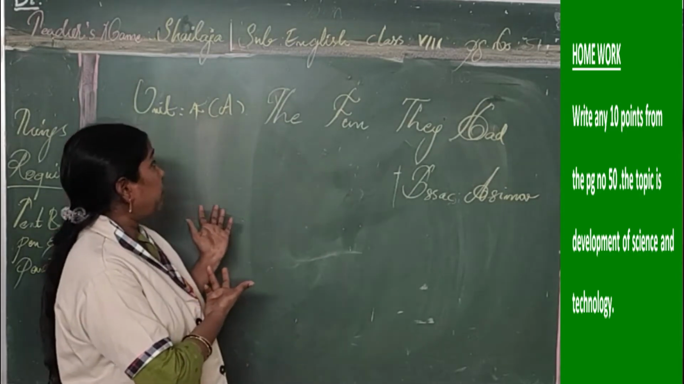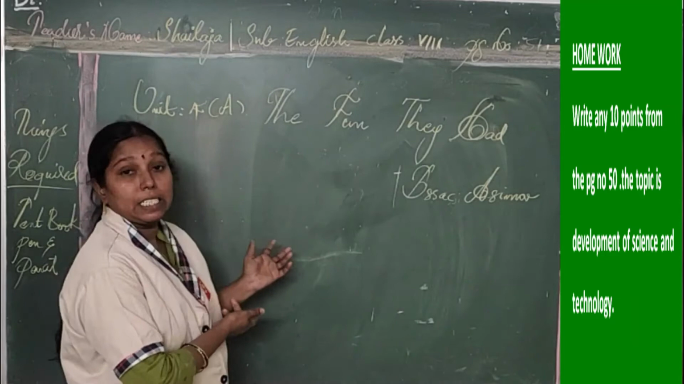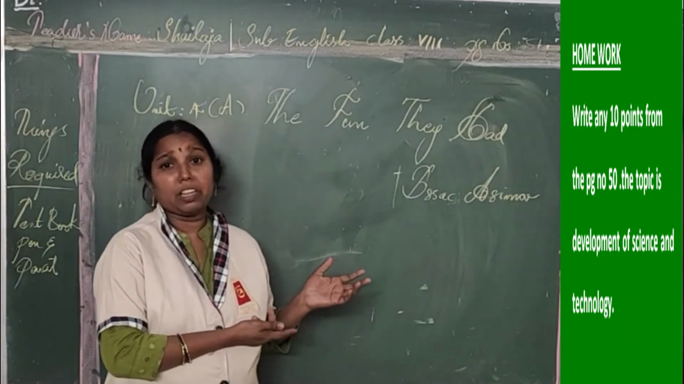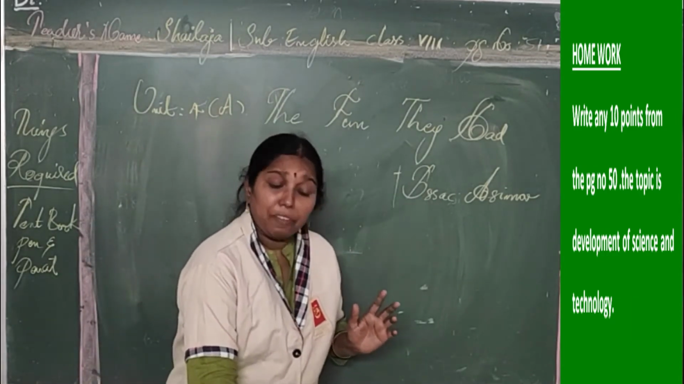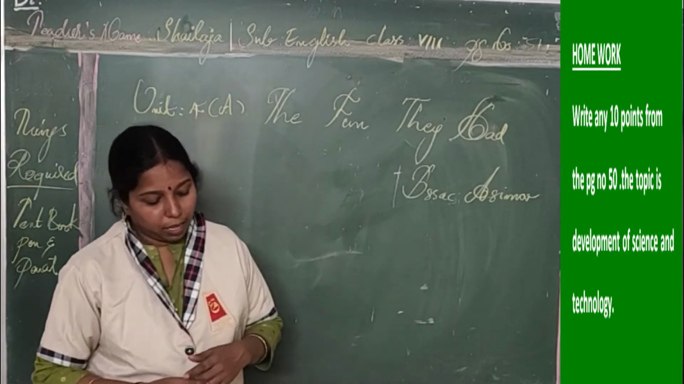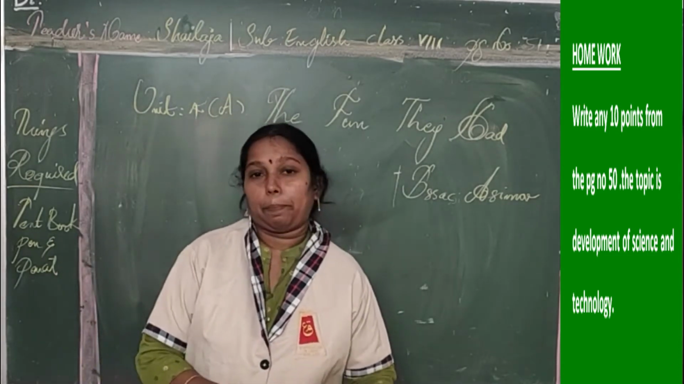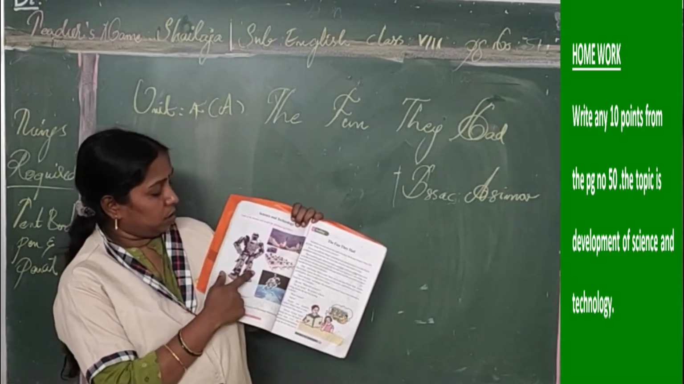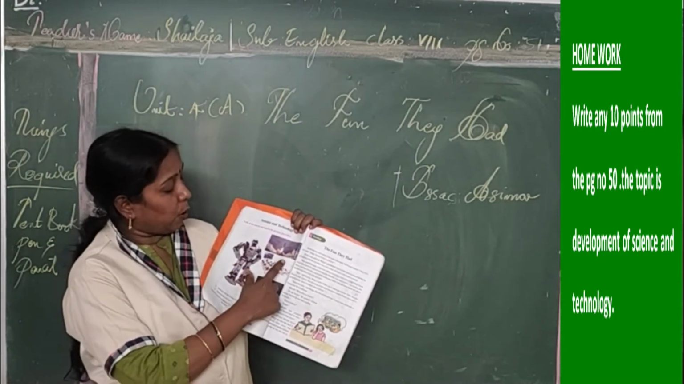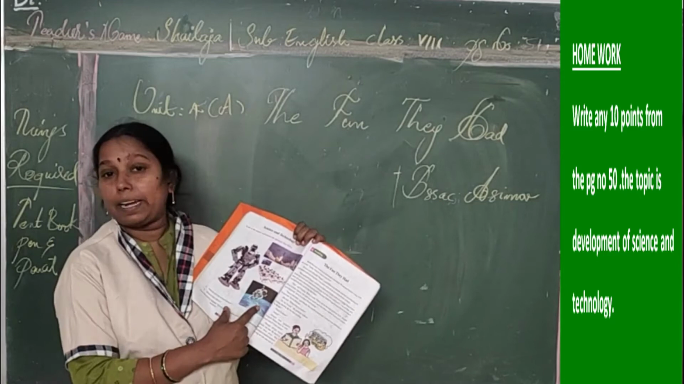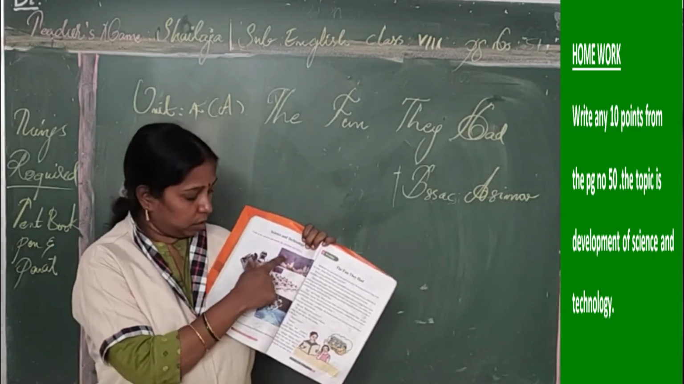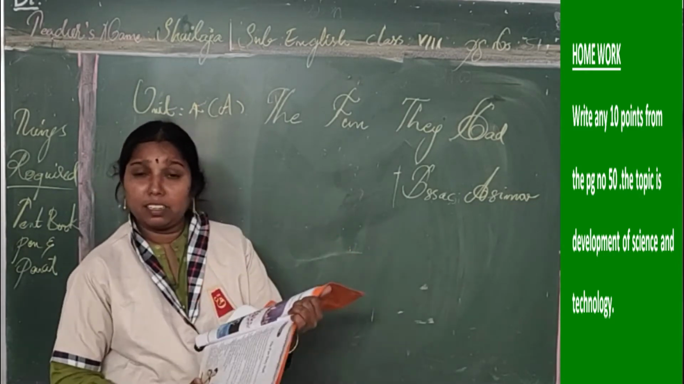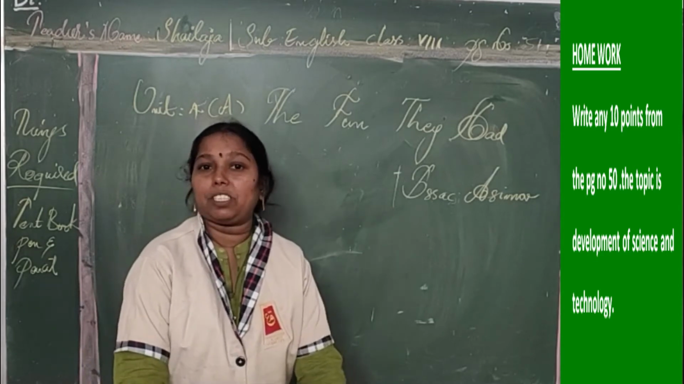As part of Unit 4A, we have a lesson, The Fun, The Hand. But before the lesson, we have a topic on page number 50. If you see the pictures here, science and technology. See, a robot and rocket launcher, a classroom and an astronaut. We have these 4 pictures. What do these pictures show?